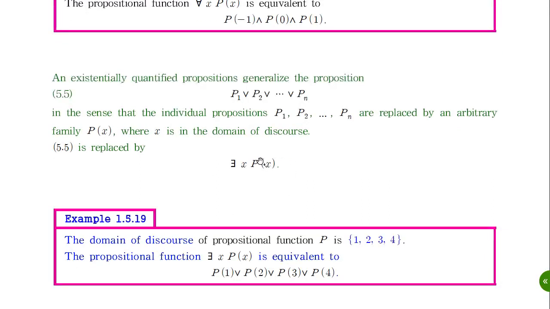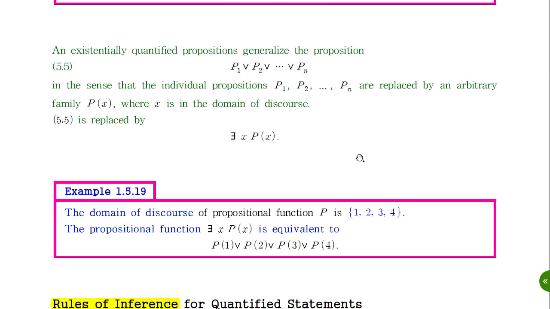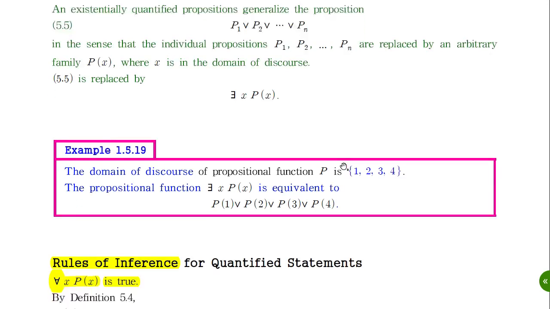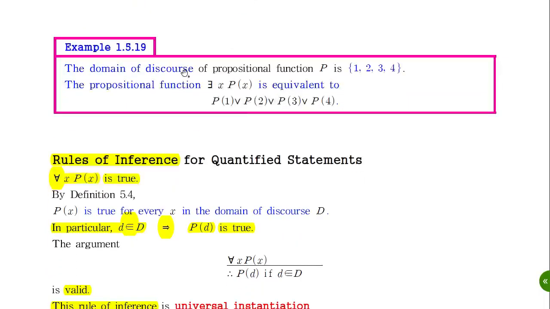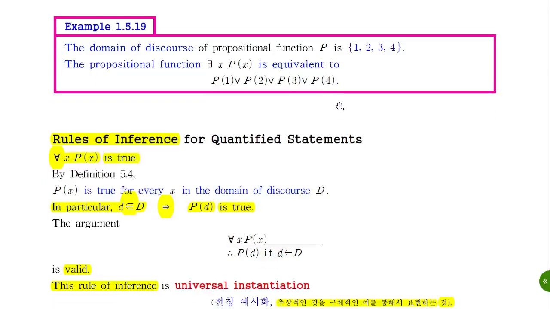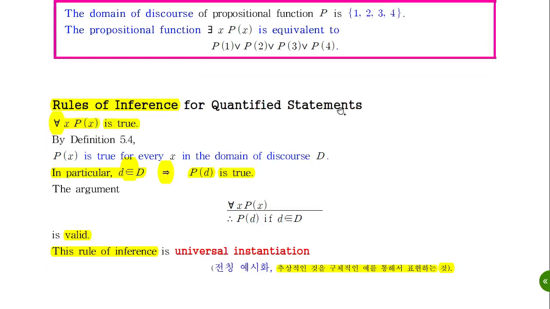So you can use the same mathematical logical statements that you have learned for this set of propositions, statements. And the domain of discourse of proposition P is 1, 2, 3, 4. Then there exists x, P of x is equivalent to these are true, which means there exists some that satisfies it.